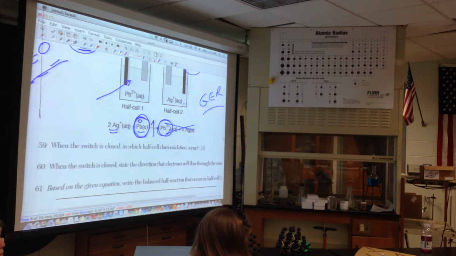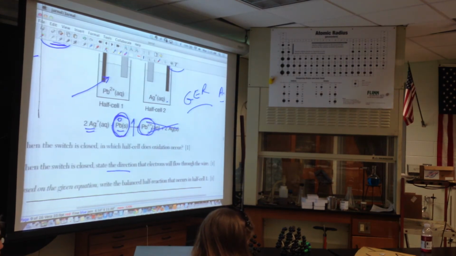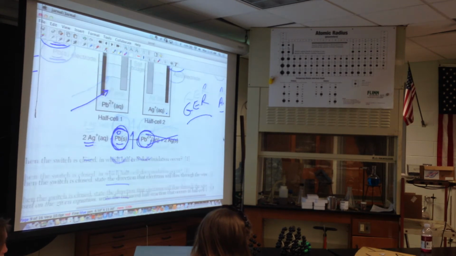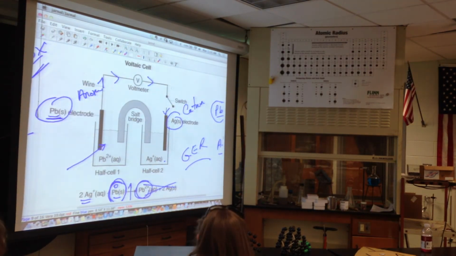When the switch is closed, state the direction. It's always going to go from left to right, from the anode to the what? Cathode. Through the wire, people, never through the salt bridge. If electrons could flow through the salt bridge, there'd be no charge. So what goes through the salt bridge is the ions. Okay? And what does the salt bridge do again? It allows the movement of ions or maintains electrical neutrality. That's all good for me.